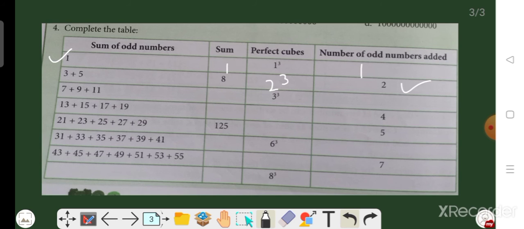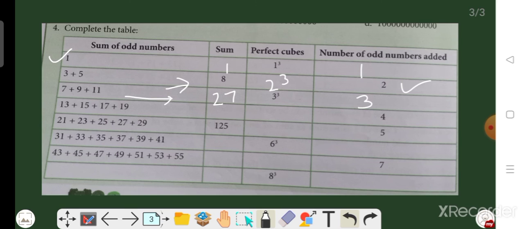Again in the third one, add these 3 numbers, the sum is 27, and we know that 27 is equal to the cube of 3. How many odd numbers have we added? 3. Now look at the pattern in the first 3 beta. If the sum is 1, the cube is also of 1, and the number of odd numbers added is also 1. If we add 2 odd numbers, then they are equal to the cube of 2. If we add 3 odd numbers, then their sum is equal to the cube of 3.